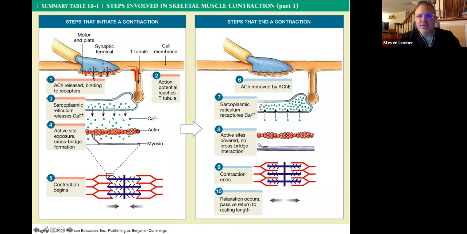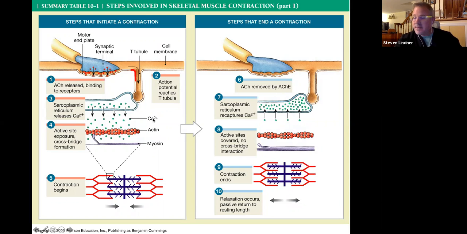On the belly of the muscle, or on this membrane of the muscle, I should say, there are these sodium channels. When the acetylcholine binds to this receptor, the channel opens, and sodium rushes in. When sodium rushes in, we get this excitation, an action potential, that goes down the T-tubule, the transverse tubule. As it goes down, it butts up against the sarcoplasmic reticulum that releases calcium.